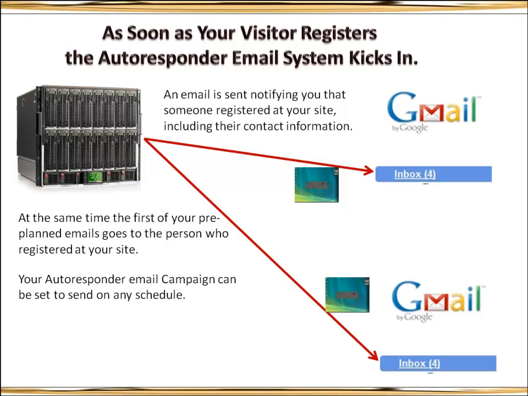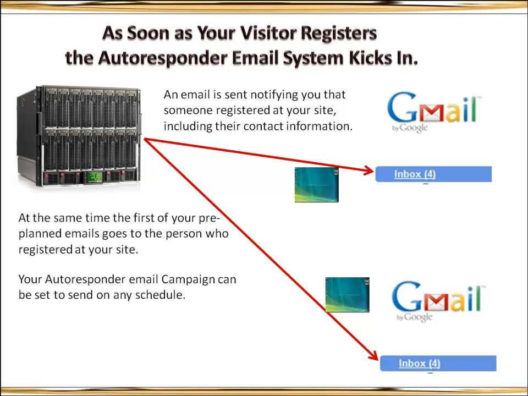Now, the neat thing about the autoresponder email campaign is it can be set up to send at any schedule. You can have one go out instantly, which is typically the way it's done, and then you can have another one the next day, the day after that, maybe take a break for a day or two, then have another one go out. You can have one go out 30 days later, 60 days later, whatever you choose.